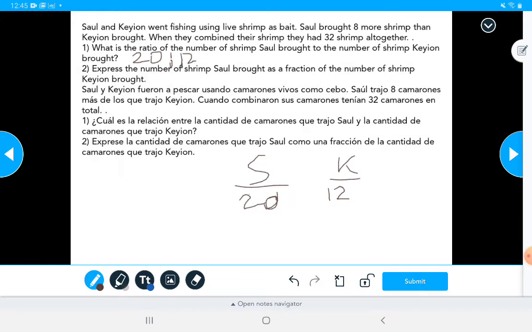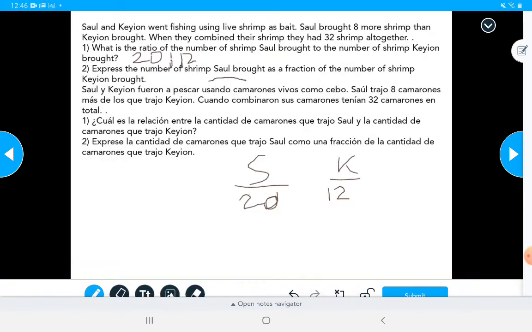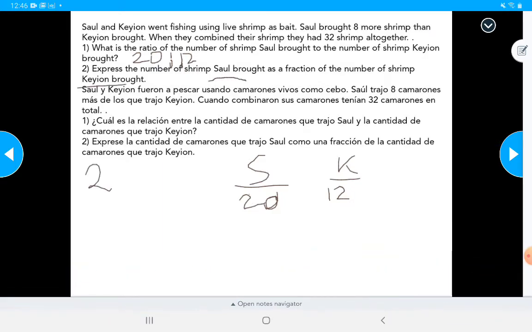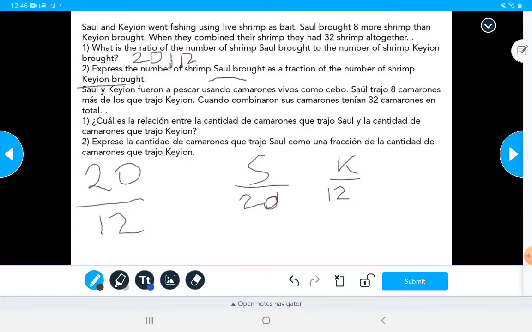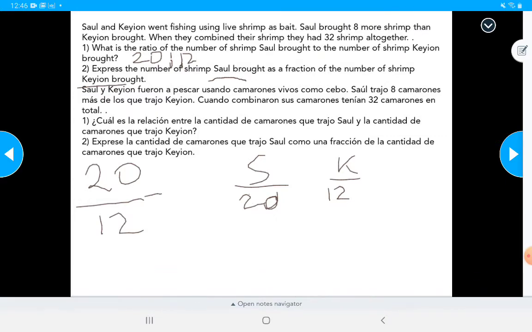Express the number of shrimp Saul brought as a fraction of the number of shrimp Keon brought. So again, this one asks for Saul, then Keon. So since the order stays the same, we could take 20 over 12. So Saul brought 20/12 of the amount of shrimp that Keon brought. Important thing, we do want to make sure we are simplifying our fraction to find our true value. So we know we can simplify this.